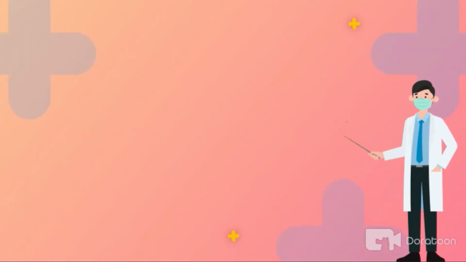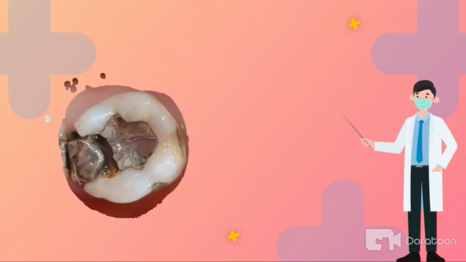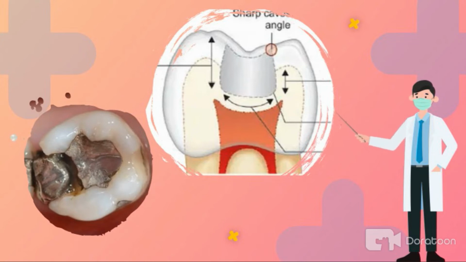The retention form represents the features that enable the cavity to be kept in place without movement. For example, if one were to think of a Class 1 pit as a box, where the base of the box or pulpal floor is slightly wider than its opening, there is almost no chance of the restoration getting dislodged.